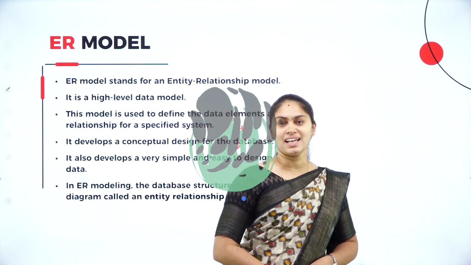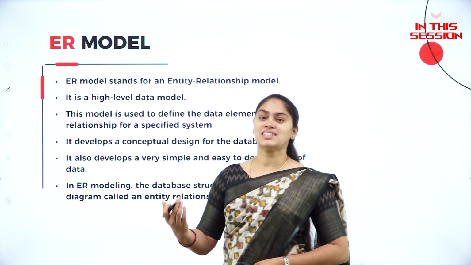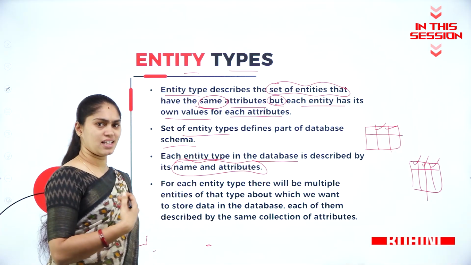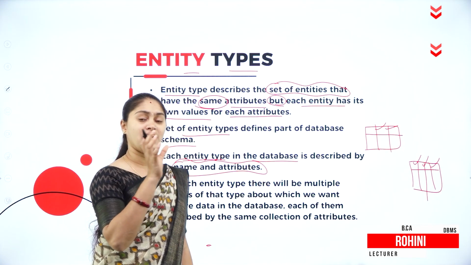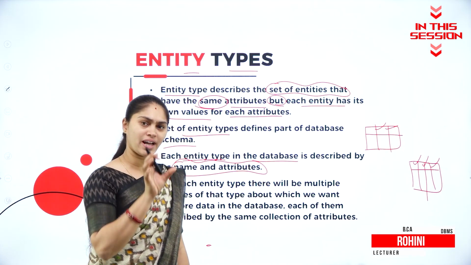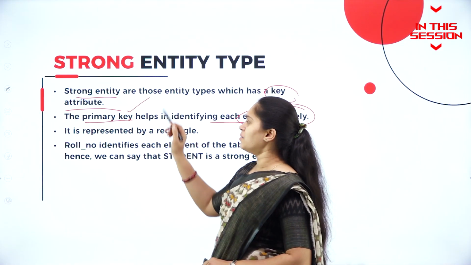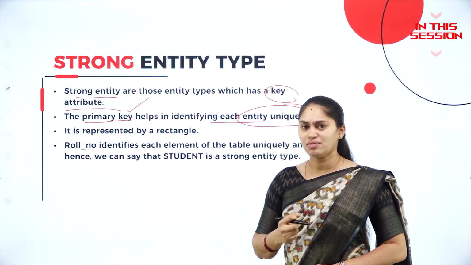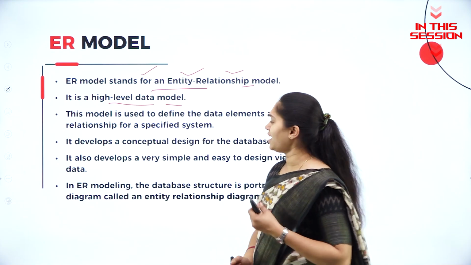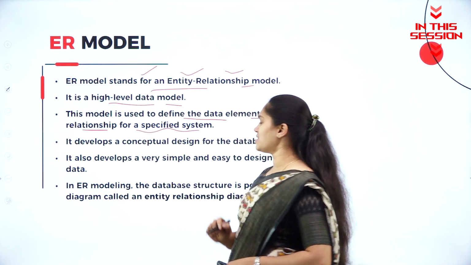Data model is a collection of concepts that we are using in order to have a description of a database. If I say student entity, then student is the name of an entity and student attributes will be used together. What I can say, that is an entity type. If we have this primary key or key attribute, with the help of that I can identify the entity in a unique manner. Mainly we are going to use this model in order to define the data elements and relationship for a specified system.